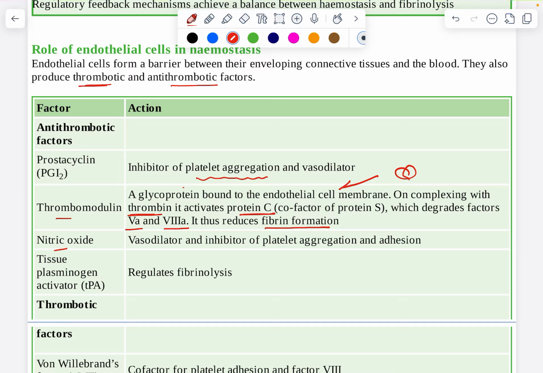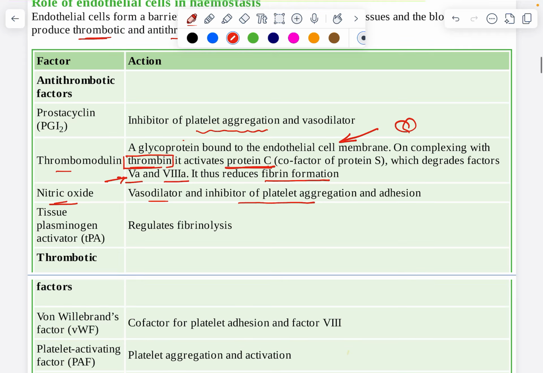This is the question. This is the natural mechanism through protein C. It acts on factors 5 and 8. Just try to remember this question. Thrombomodulin complexes with thrombin to activate protein C, which degrades factors 5 and 8A and reduces fibrin formation. Nitric oxide, through various mechanisms, causes vasodilatation and is an inhibitor of platelet aggregation.